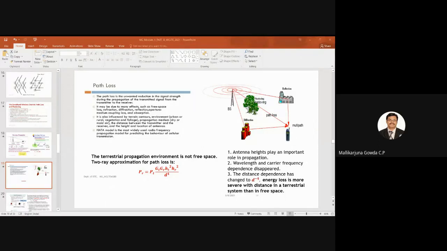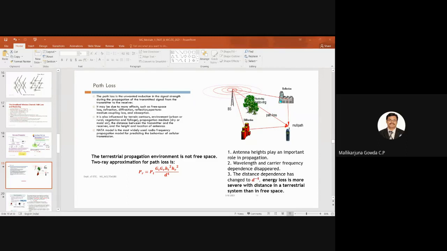So what we understand from this two-ray approximation model is that the received power is directly proportional to the height of the transmitting and receiving antennas. So the height of the transmitting and receiving antenna plays an important role in the propagation. And the second thing is, here we are not finding lambda in the two-ray approximation model. But in the case of Friis formula, it was directly proportional to the wavelength, and I can say it is inversely proportional to the carrier frequency. But in this approximation, that lambda has disappeared.